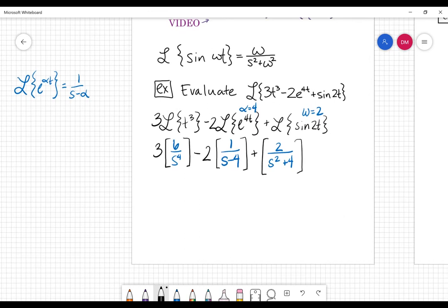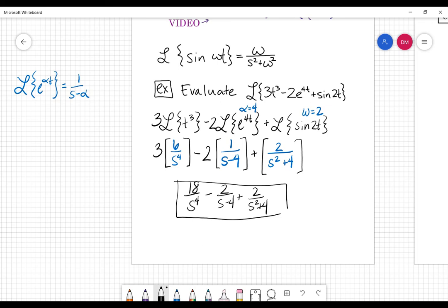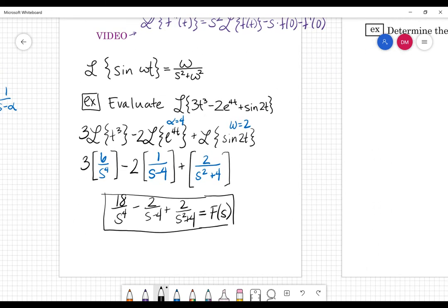Sometimes that looks like getting a common denominator and putting them together. Honestly, I am perfectly fine with the solution 18 over s to the 4th minus 2 over s minus 4 plus 2 over s squared plus 4. That is a perfectly suitable final answer for that Laplace transform. Let me add on the end here, this is my capital F function of s after we complete that transform. So when you perform your Laplace transform, it looks like that.